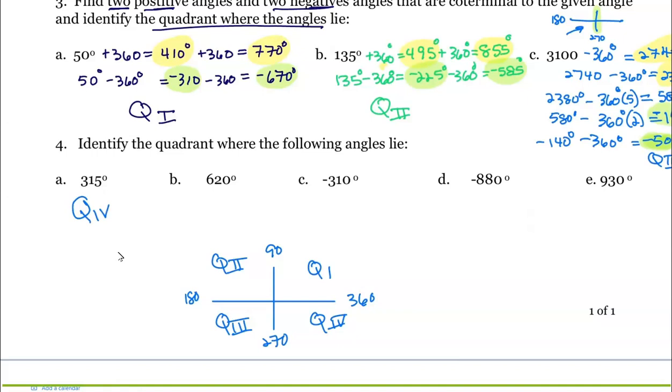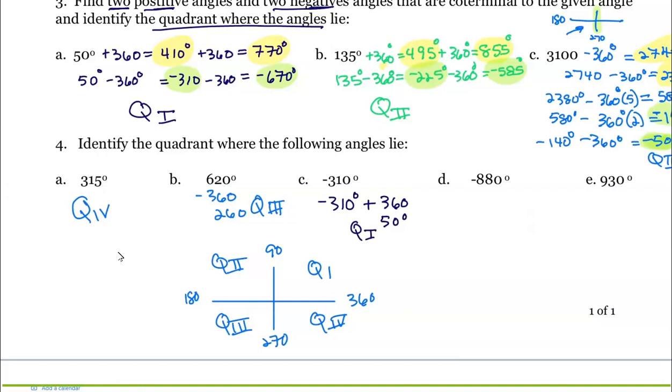Okay, 620. I think I should get 620 minus 360. Okay, so I'm going to subtract 360, and I get 260. Now I know that I am in quadrant 3. Okay, negative 310. Find the coterminal. This is plus 360, so negative 310 plus 360 is going to give me 50 degrees. That means that that's going to be in quadrant 1.